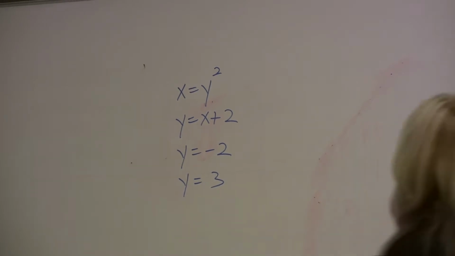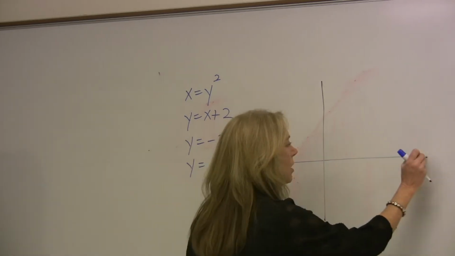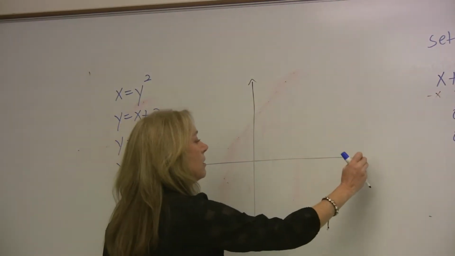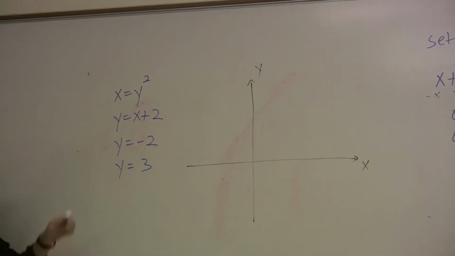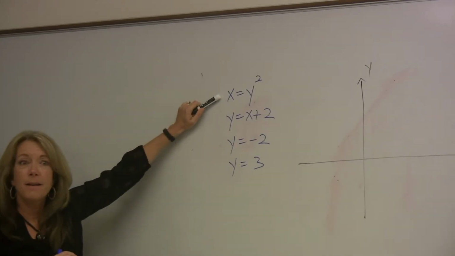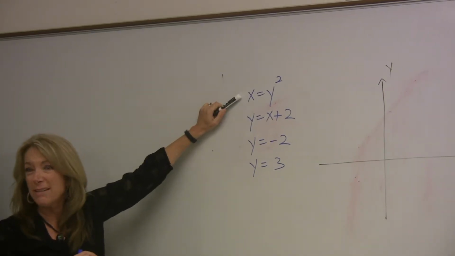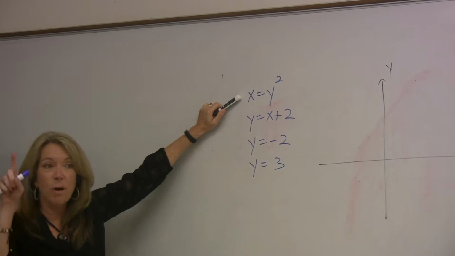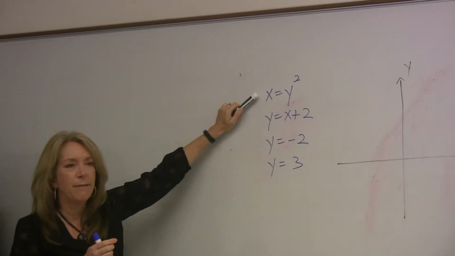I'm going to draw my axes in a different color here, just so they don't get confused. I'm going to draw them faint on purpose. My X and my Y. What is this? Horizontal parabola. It's a sideways parabola. We know y equals x squared, right? That's the one that opens this way. So y equals x squared goes up and down. x equals y squared just goes right to left.